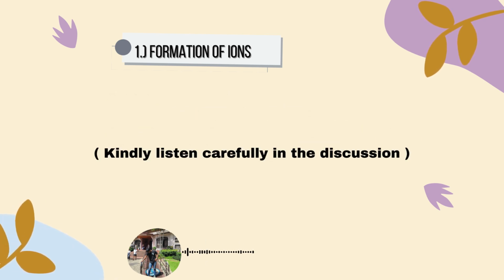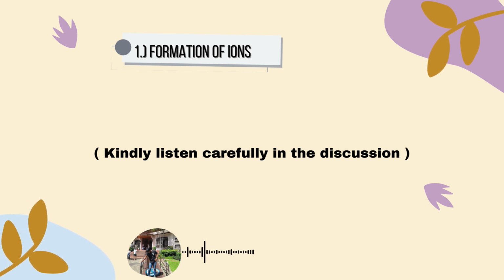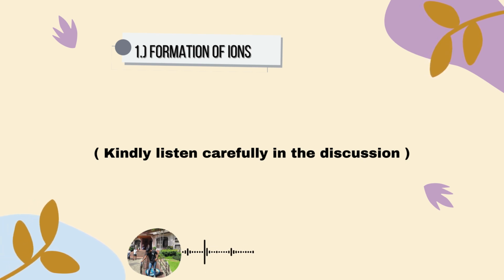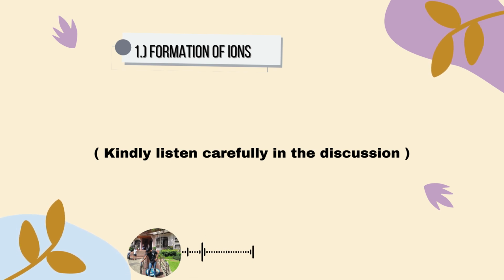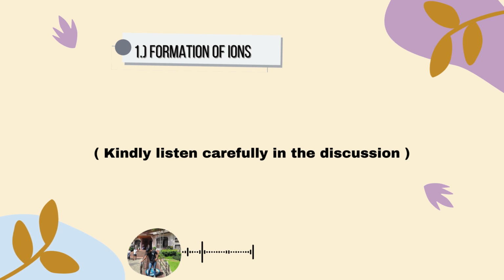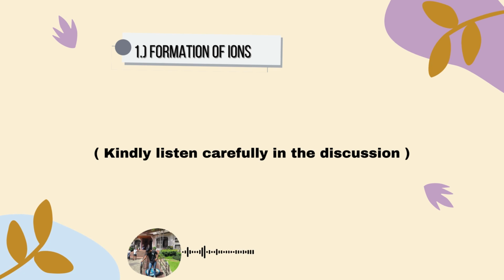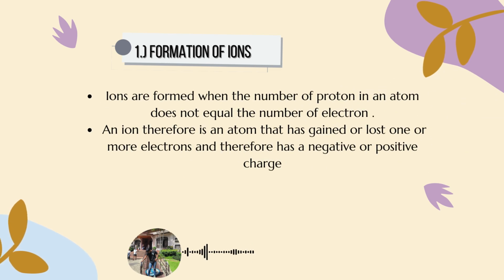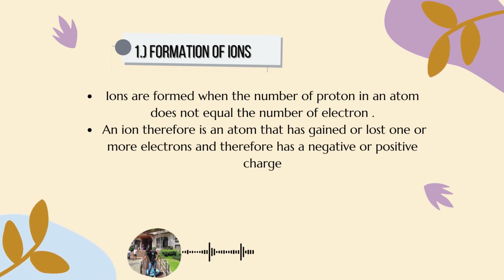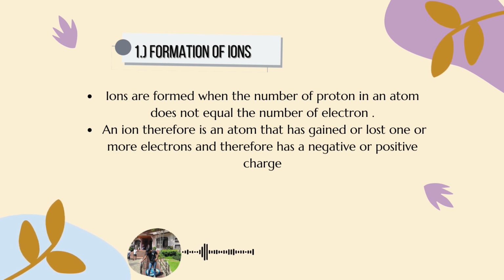Now that we have learned what ions are, let's discuss how they are formed. Formation of ion. Ions are formed when the number of protons in an atom does not equal the number of electrons, and an ion is therefore an atom that has gained or lost one or more electrons and therefore has a negative or positive charge. Ionization is the process of exchanging electrons among atoms or molecules.